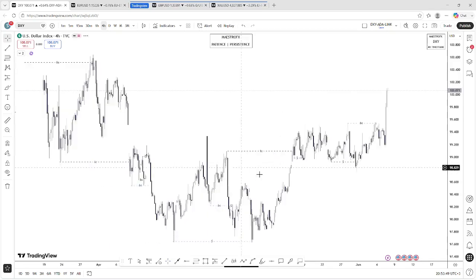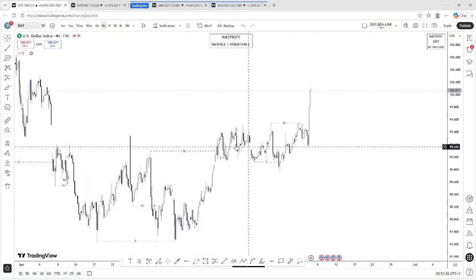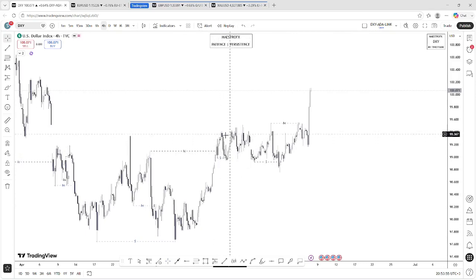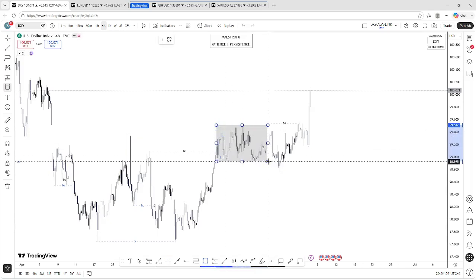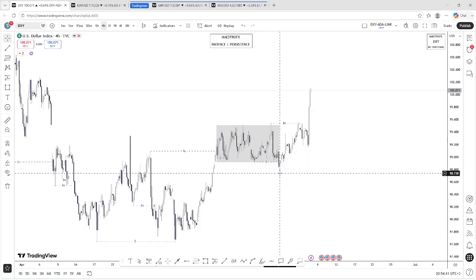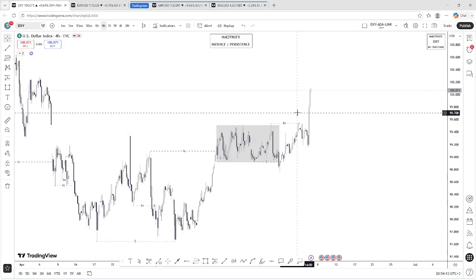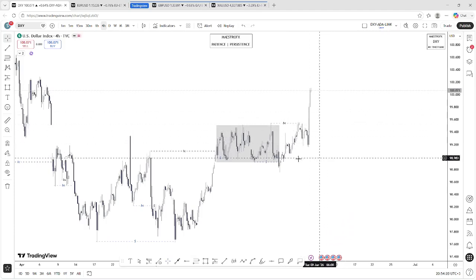We can see that this was the last break of structure. Ever since we had this break of structure, the price has been consolidating. Then we had this sweep of liquidity, and again a break of structure. After this break of structure, we had a small retracement before a continuation.